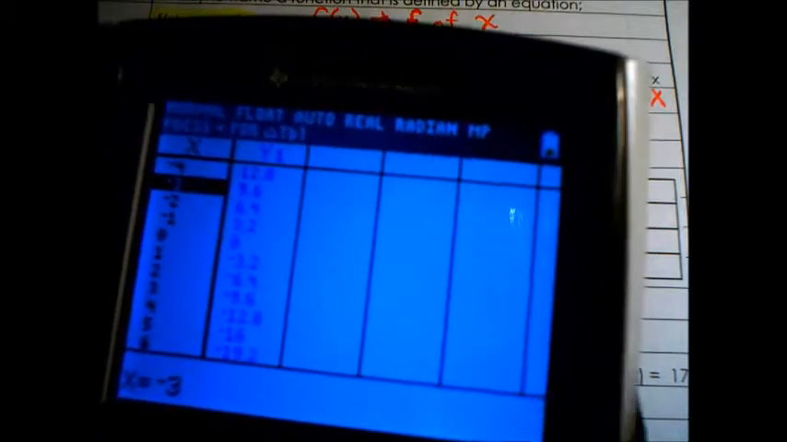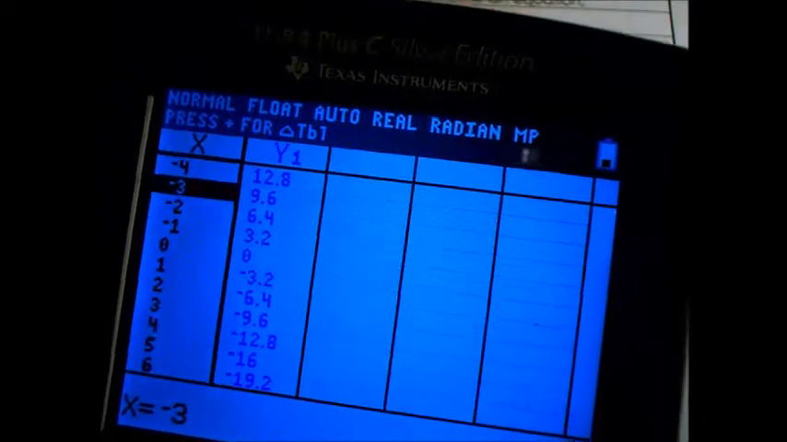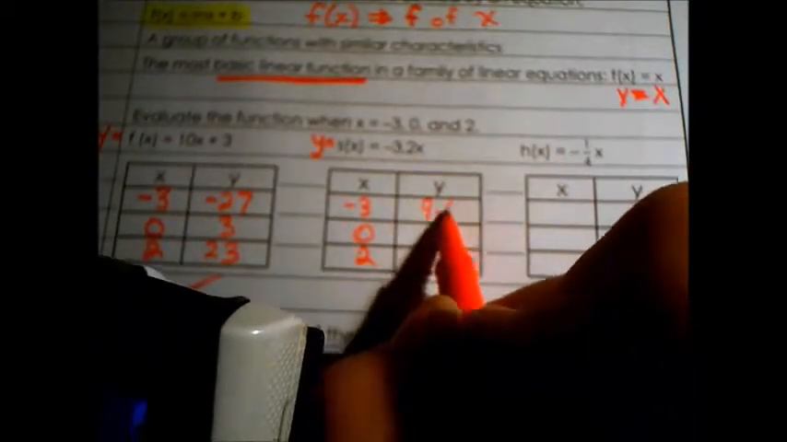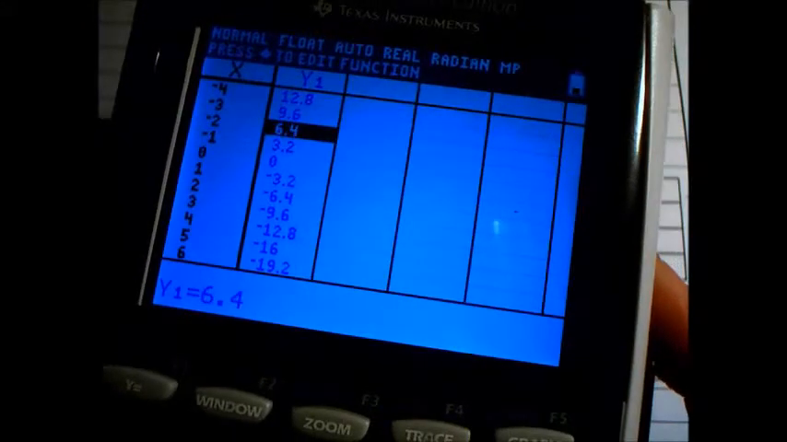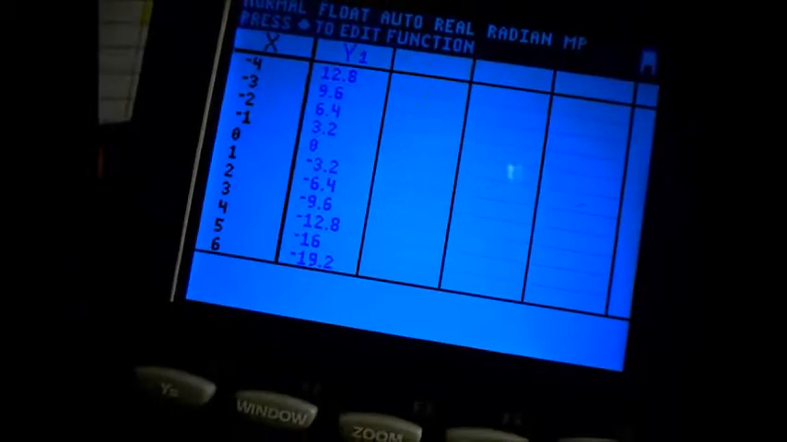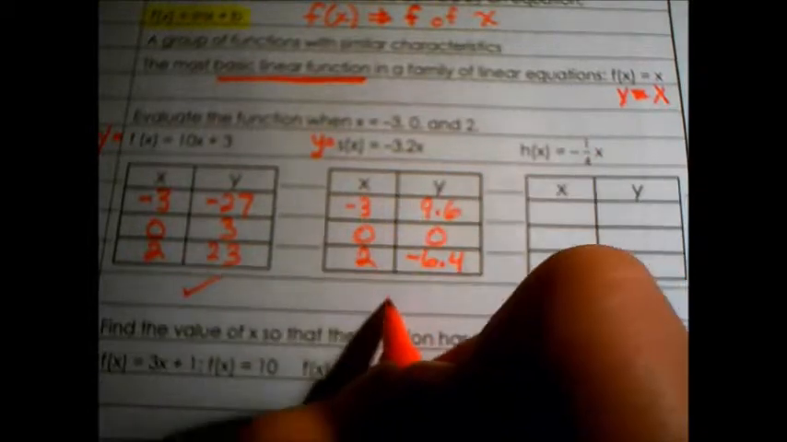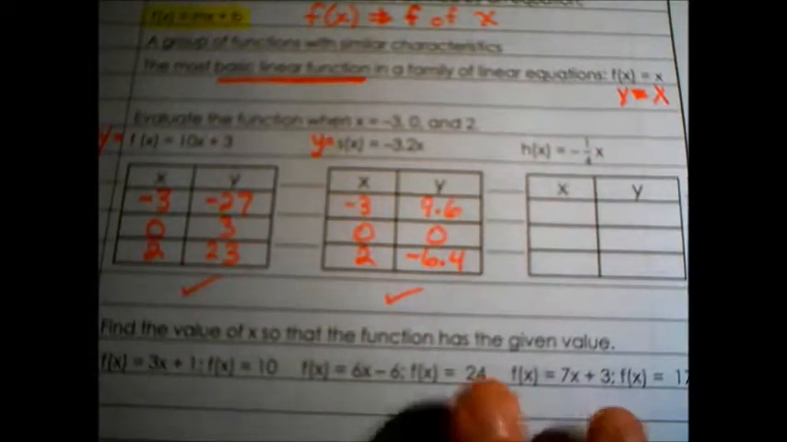Negative 3 appears to be 9.6. Okay, 0 is actually 0, and then 2 is negative 6.4, and I have filled it out, and there we go. There are our answers.